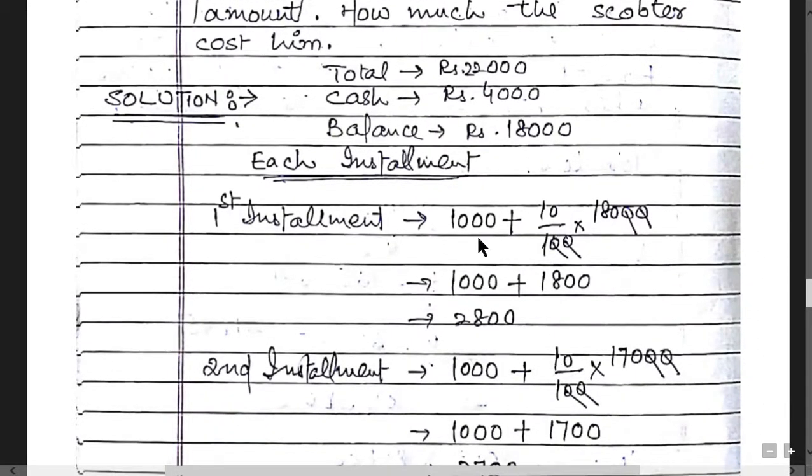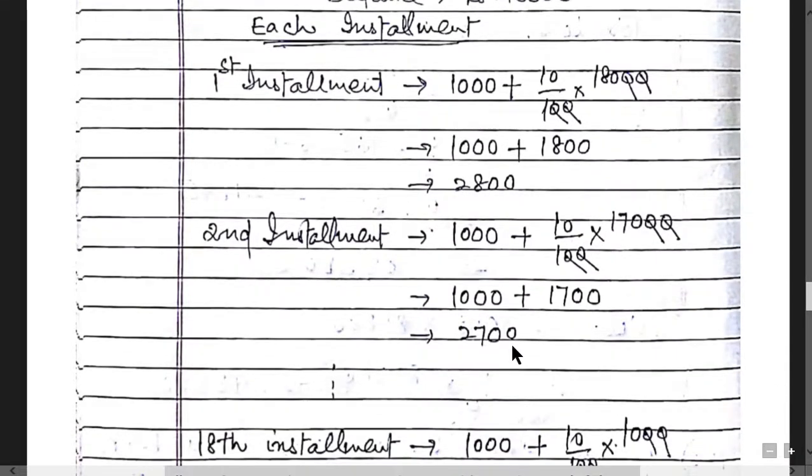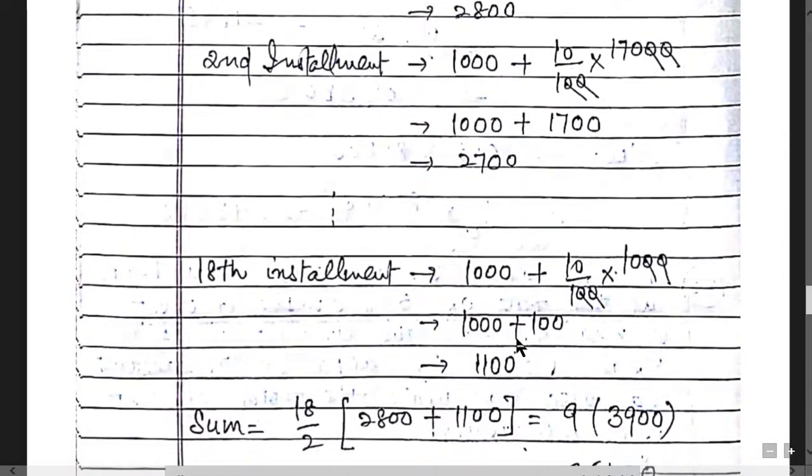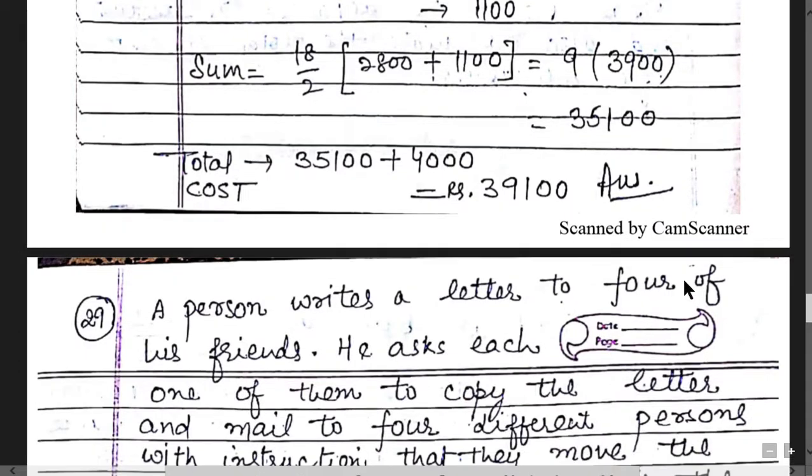What about the first installment? 1,000 plus 10 over 100 into 18,000. It's 2,800. And what about the second? It's 2,700. What about the last installment? It will be 1,100. Now apply simply the formula, n by 2 into a plus l. First installment is 2,800. Last is 1,100. The answer is 9 into 3,900. It's 35,100. What about the previous value already paid? Shamshad Ali already paid 4,000. Means the answer is 39,100.